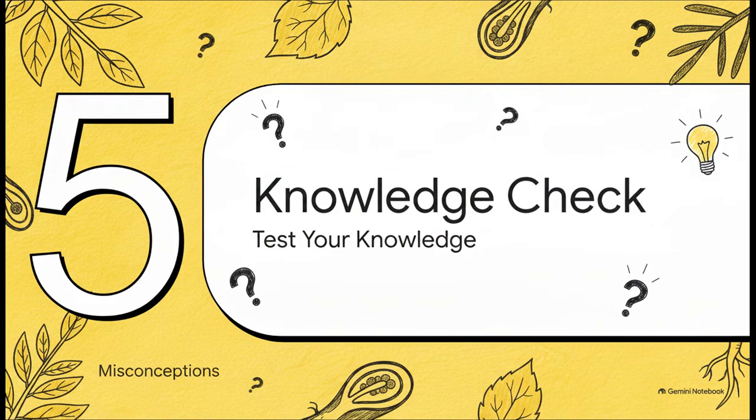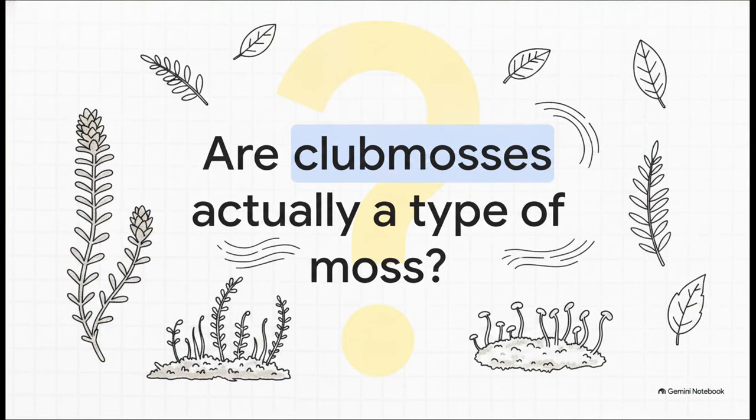Okay, 9th graders, time for Section 5, Misconceptions and Knowledge Check. I want you to actively engage with the material we just went over. Let's see what you remember. Here is a slightly tricky naming misconception straight from our source text. Based on the name alone, are club mosses actually a type of moss? Take a quick second to think about what we just learned regarding their structure and their plumbing.